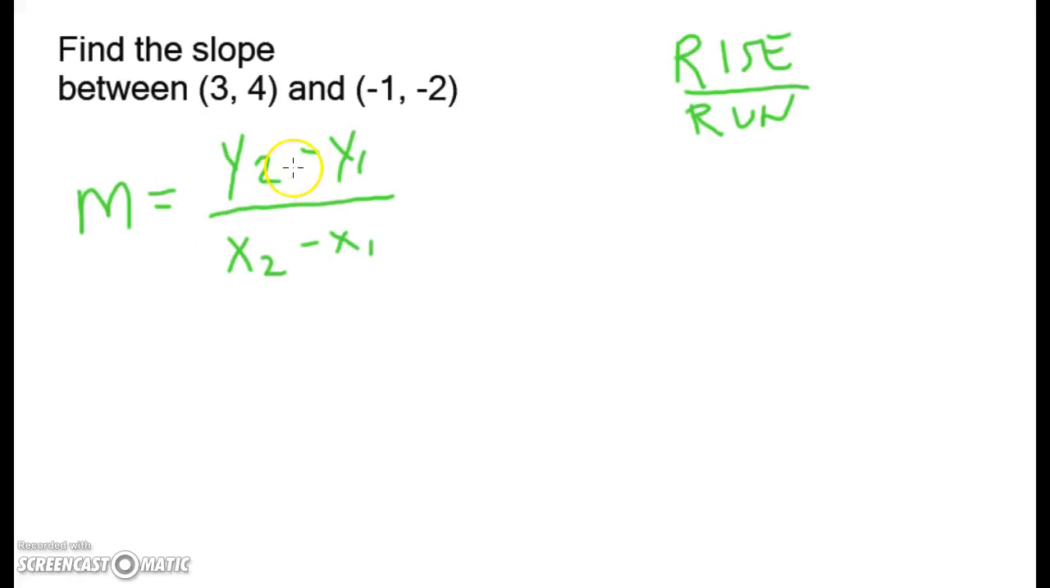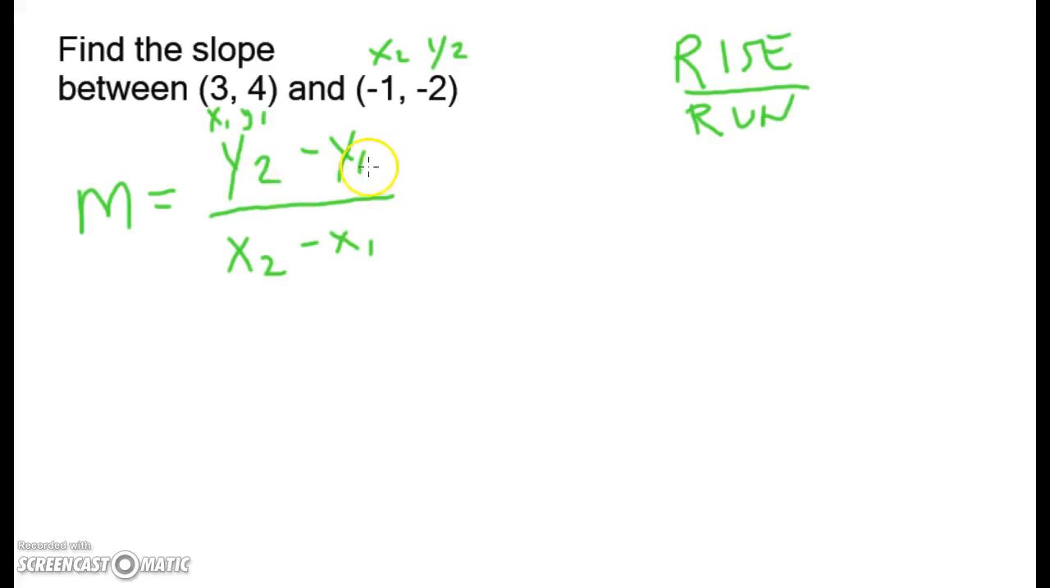Anytime I'm trying to plug points into an equation like this, I label my points so that I make sure I don't put stuff in the wrong place. So if this is point 1, it's x1 and y1. If this is point 2, it's x2 and y2. Now I just plug all that into my slope equation.